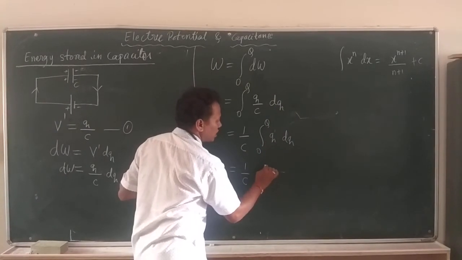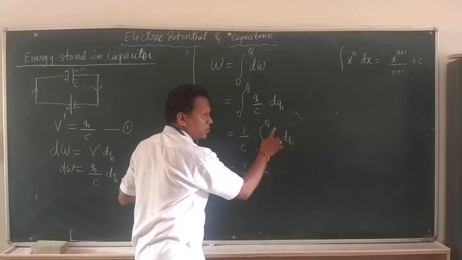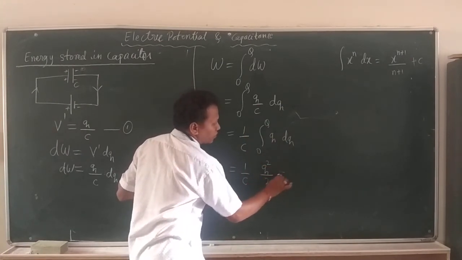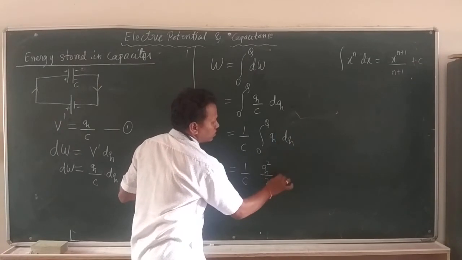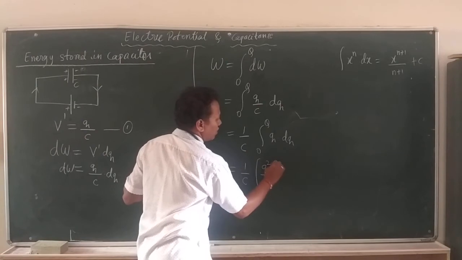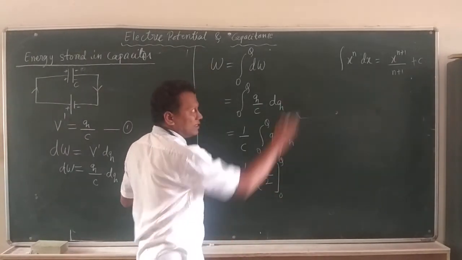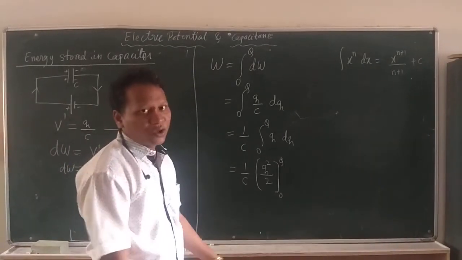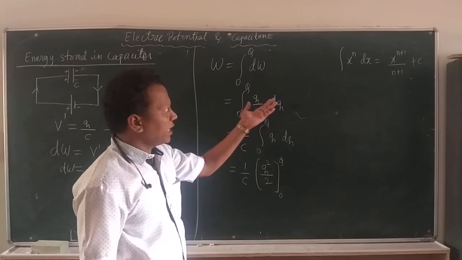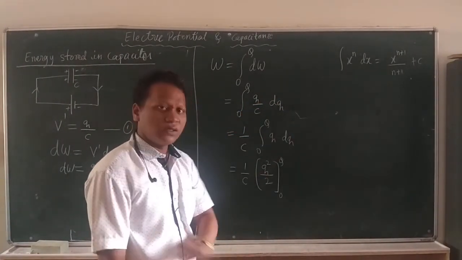So what is the formula? x raised to n plus 1, nothing but q raised to n plus 1. Here n is 1, so 1 plus 1 is 2, divided by n plus 1, which is 2, into dq. Integration of dq will be 1. The limits are 0 to q. Plus c is there, that is the integration constant. Later on, when you are moving step by step, the integration constant will have a very negligible value, so we'll ignore it. There is no problem with that.